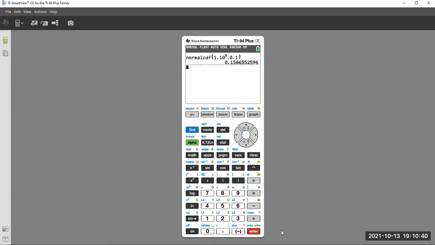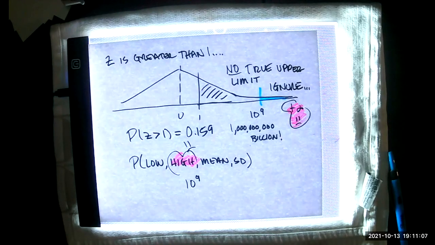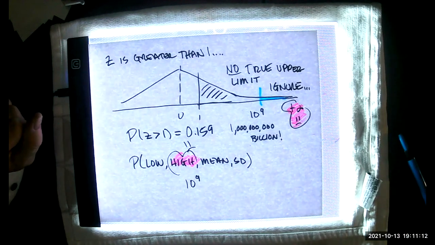So a 0.1586 and change. 1586, there's 3 significant digits. The 4th is a 6, the 8's a 9. 0.159. So 0.159.